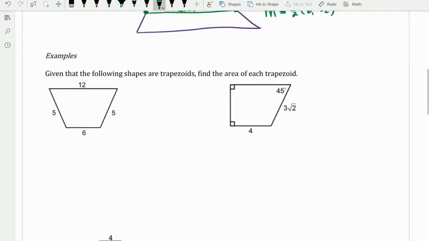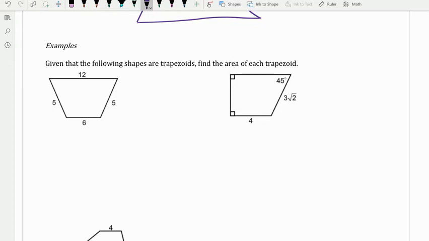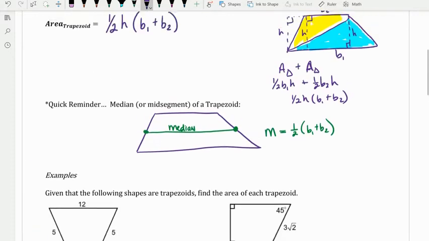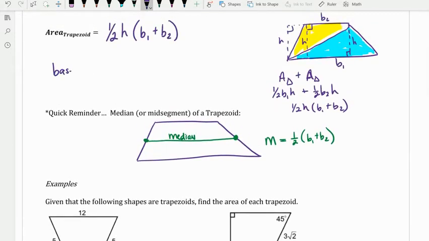Okay, so let's go through a couple examples with area of a trapezoid. First one, just find the area of each trapezoid. So remember, to get our area, we're going to do 1/2 times the height times the first base plus the second base. In a trapezoid, remember your bases are the sides that are parallel. Maybe we'll put that up here. So remember, the bases are the parallel sides. So we remember, right? And then your height is perpendicular to your base. So we'll write that on here as well. Your height is perpendicular to the bases.